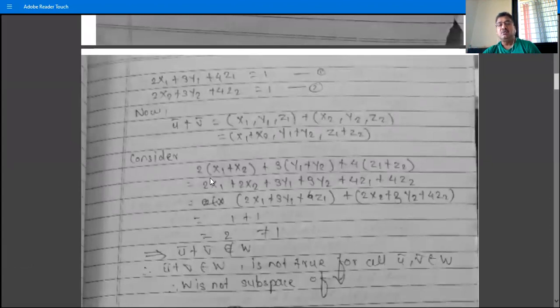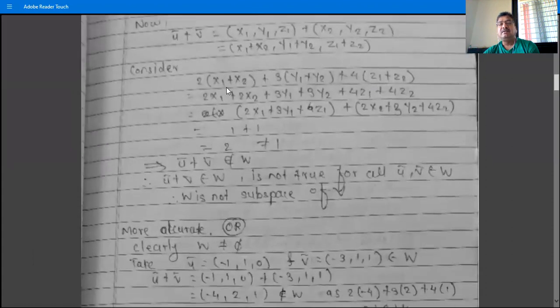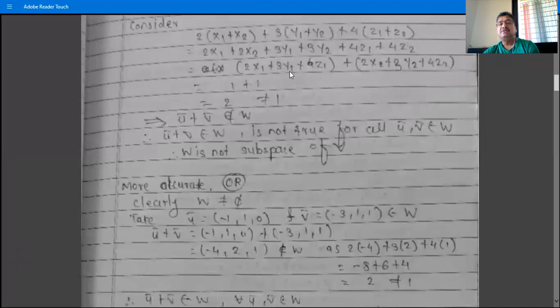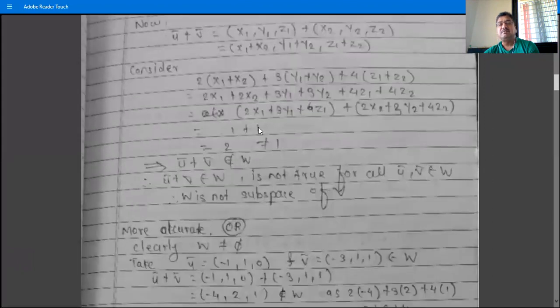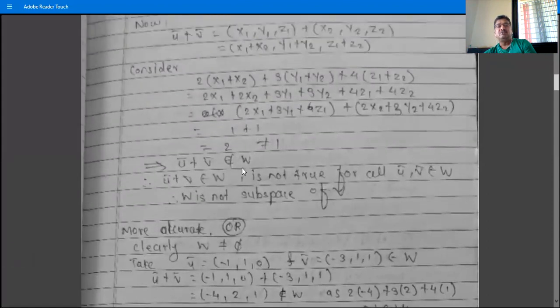So consider 2(x1 plus x2) plus 3(y1 plus y2) plus 4(z1 plus z2). Multiply by 2, 3, and 4 in the brackets, and then collect the terms: 2x1 plus 3y1 plus 4z1 in one bracket, and plus 2x2 plus 3y2 plus 4z2 in another bracket. The value of the first bracket is 1 by equation 1, and the second is also 1. And 1 plus 1 is 2, not equal to 1. Therefore, u bar plus v bar does not belong to W.